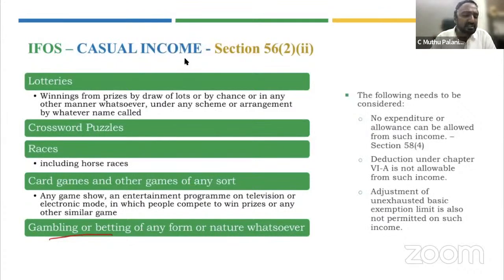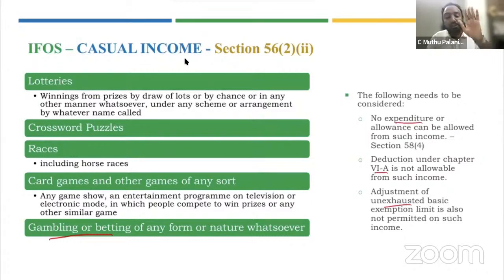So all these things will be treated as casual income. One thing that you have to keep under casual income is no expenditure. So no expenditure can be claimed. Chapter 6A deductions are not allowed. Adjustment of unexhausted basic exemption limit is also not permitted.